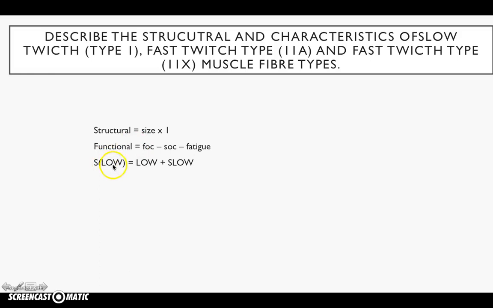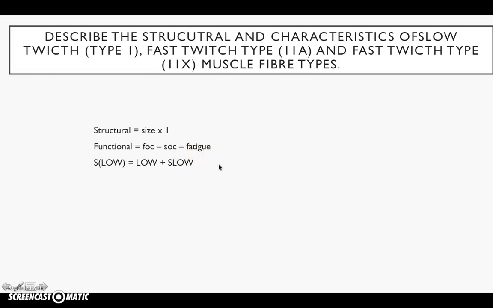And what I'm going to do here is, if you start with slow twitch muscle fibre, if you just put slow and then bracket the low, equals low plus slow, you have your answers for functional. So for functional, slow twitch muscle fibres equal, just bracket the low, low force of contraction, slow speed of contraction. Okay, and then fatigue, I'll continue with slow twitch muscle fibre fatigue. They have high resistance to fatigue.